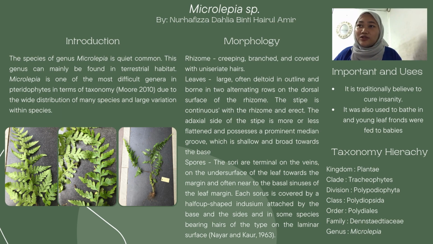This is the taxonomy hierarchy of Microlepia: the kingdom Plantae, clade Tracheophytes, division Polypodiophyta, class Polypodiopsida, order Polypodiales, family Dennstaedtiaceae, and genus Microlepia. From the picture that we captured, it is from a fertile leaf, and we can obviously see the sori on the leaf.